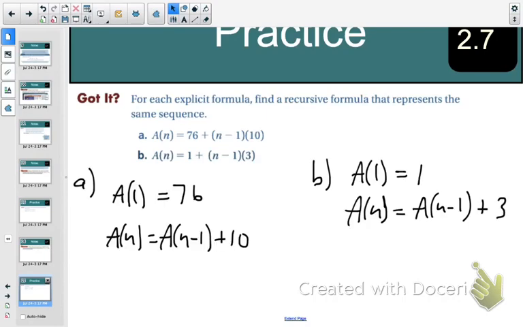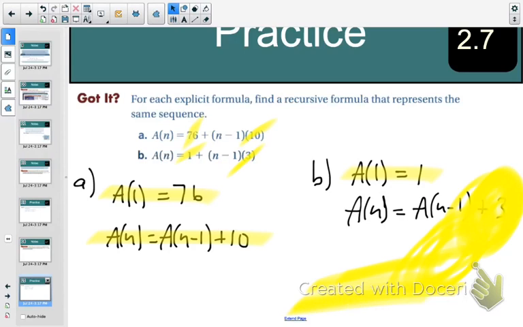Okay, so for A, our first term is going to be 76 there. So I write a1 equals 76. Our difference is going to be the 10. So a_n equals a_(n-1) plus 10. So that's your recursive part. For B, first term is 1, and common difference is 3. So a1 equals 1 is our first term. a_n equals a_(n-1) plus 3. And your common difference is over here at this 3 right there.